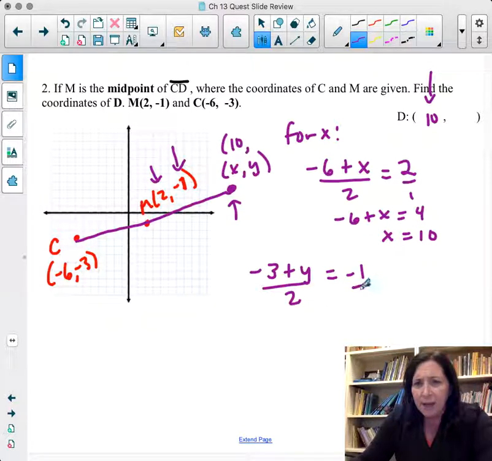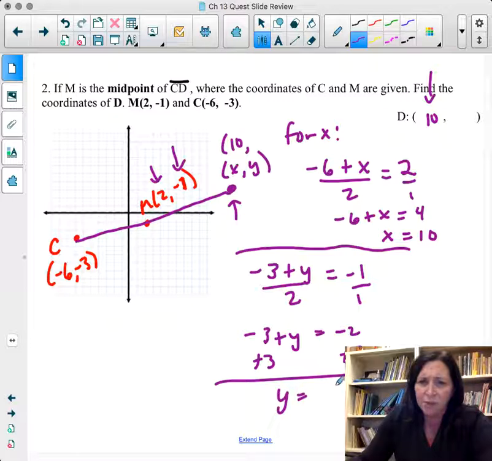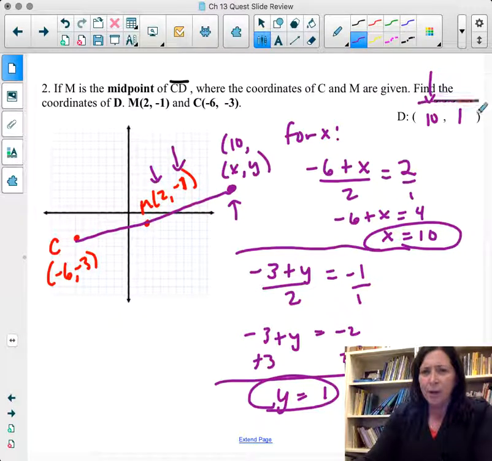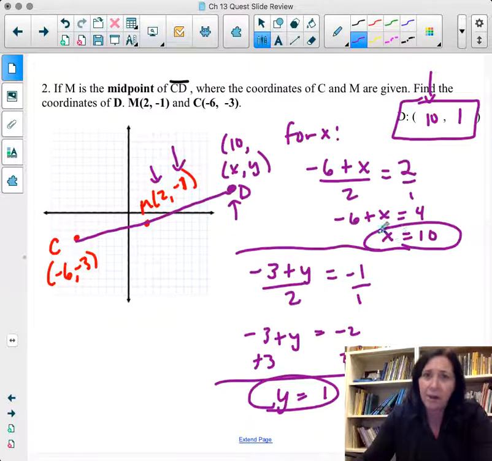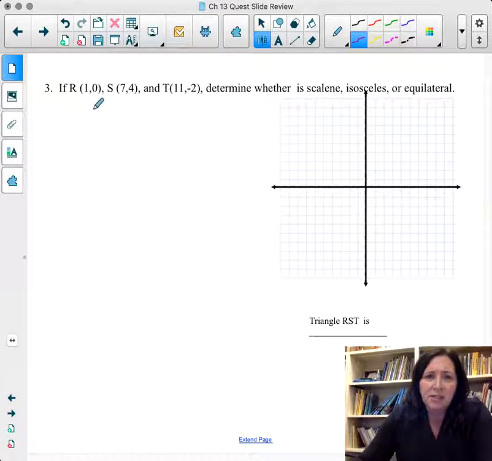Now to find y, I'm going to cross multiply on that as well. So I'm going to go -3 plus y times 1. So that's -3 plus y is equal to 2 times -1, which is -2. So I'm going to add 3 to both sides, right? And so I'm going to end up getting y is equal to what? 1. And so there's 1. So I have x, and now I have y, and the extra point that they wanted me to find, which was D, which is this point right here, is (10, 1). The next question says if R is (1, 0).